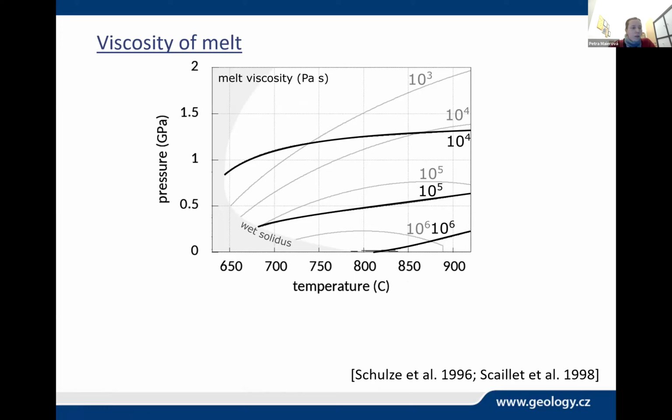Of course, there are different models depending on different experiments, but you can see that they agree that the melt viscosity decreases with increasing pressure, which means that the ability of melt to move through the solid increases with increasing pressure. That suggests that melt flow at the microscale might be important in the lower crust at high pressures, while in the shallower crust, it might be rather some melt segregation into macroscopic features.